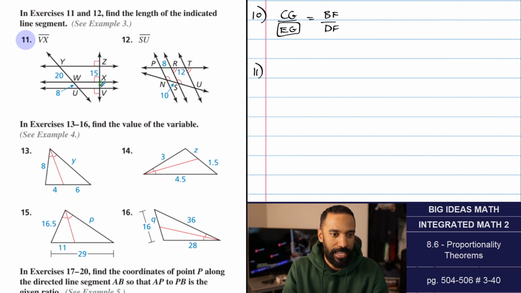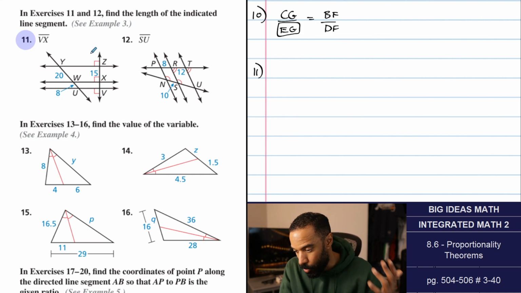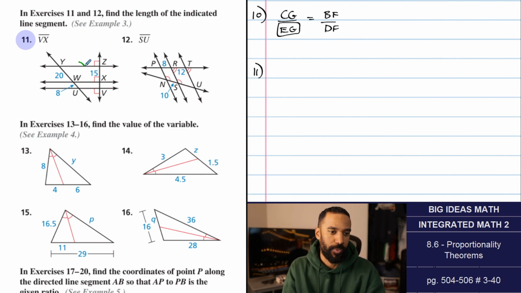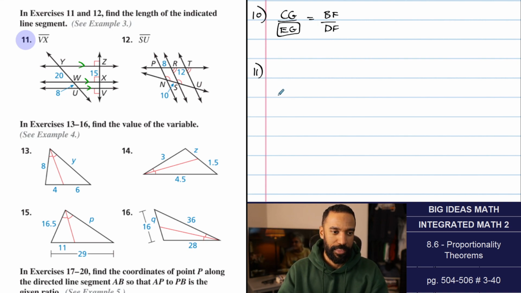VX is right here. Now, because of the right angles that you see, which would be congruent, you have congruent corresponding angles. The converse would state these lines are parallel. Because these lines are parallel, you can then use that proportionality. I want to find the length of VX.